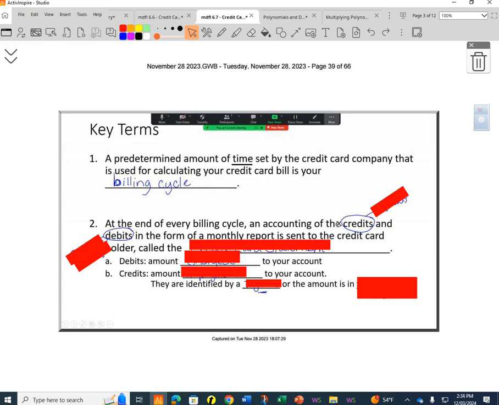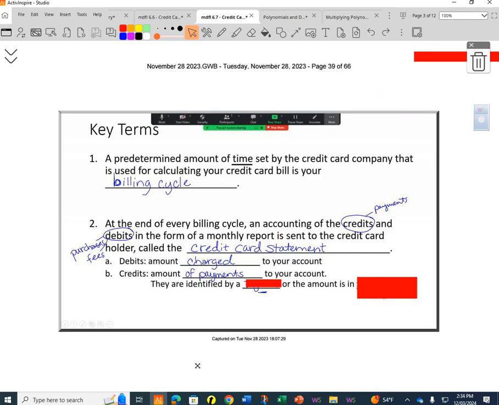At the end of every billing cycle, an accounting of the credits, which are your payments, and debits, so this is your purchases and any fees you're charged by your card, are entered in a monthly report, and this is called your credit card statement. So remember, once again, your debits are amounts charged to your account, so that's the things that you spend on or fees that are charged to you. Credits are the payments that you make, and they are a negative amount. They come off of your balance because you've paid them. You don't owe that anymore, and they're usually in parentheses on your statement.